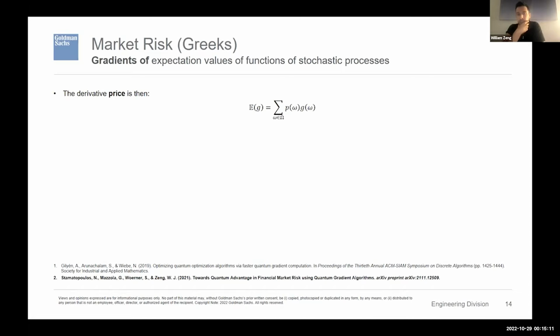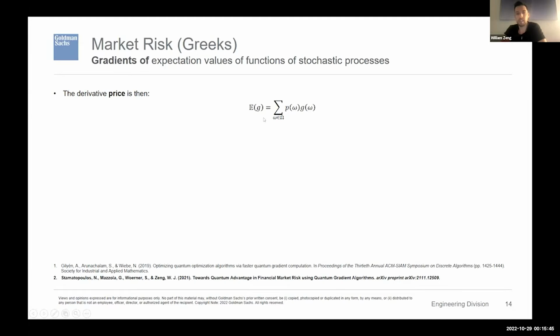So now I want to tell you a little bit about the second application that we looked at, or at least that we published about, which is calculating market risk. These things are for historical reasons called Greeks. And what they are are gradients of expectation values of functions of stochastic processes. I'm not going to call them derivatives because there's degeneracy in the word derivative here. But recall the derivative price is just a weighted average of the payoffs for each path.